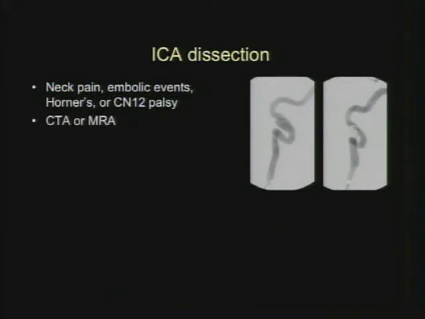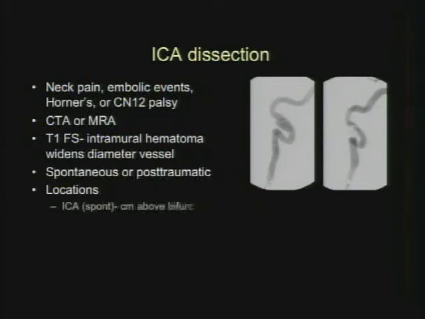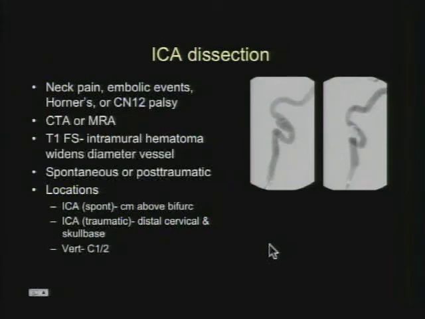You can evaluate with CTA or MRA. Remember, if you do an MRI, to include the fat-saturated sequence. These can be spontaneous or post-traumatic, the common location. So if it's spontaneous, it's usually several centimeters above the bifurcation, unlike atherosclerosis that you normally see at the bifurcation. For traumatic pseudoaneurysms, you can see pseudoaneurysms in the distal cervical carotid and often at the skull base from fractures through the carotid canal. And then finally, the vertebral artery, look up at C1, C2.